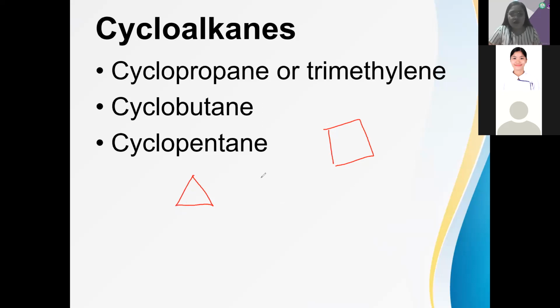For the cyclobutane, syempre butane is 4. So we have like this one. And the pentane is like 5. 5 carbons. So 1, 2, 3, 4, 5. So again, when you say cycloalkanes, they are still alkanes, so single carbon to carbon bonds pa rin, but they form rings. Okay, any question about our alkanes?